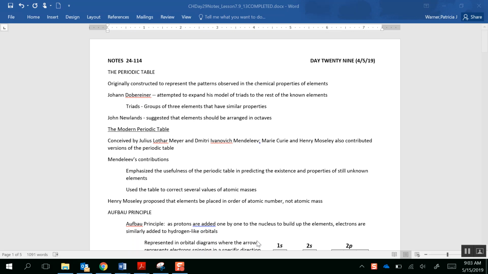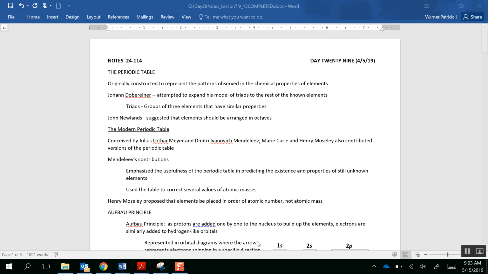So first, a little bit of background on the periodic table. There's a couple of names listed here at the beginning: Johann Döbereiner and John Newlands. They did some initial research into the periodic table and thought that it should be organized in some way. One chose triads, another chose octaves.